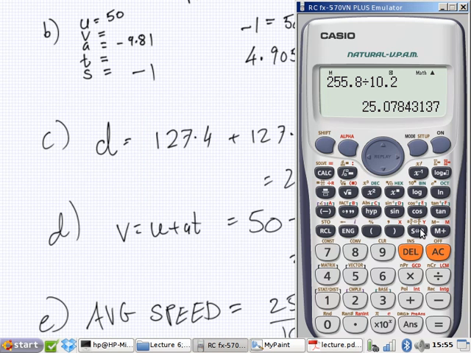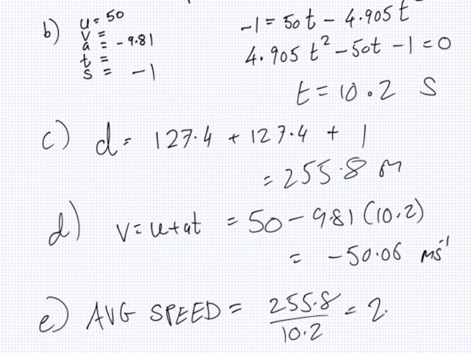Uh, 25.1 roughly meters per second. How did you do it? I split it into 2 parts: from when you throw it to the highest point, and another part from the highest to the lowest. Ah, you did it this way, for the whole thing?